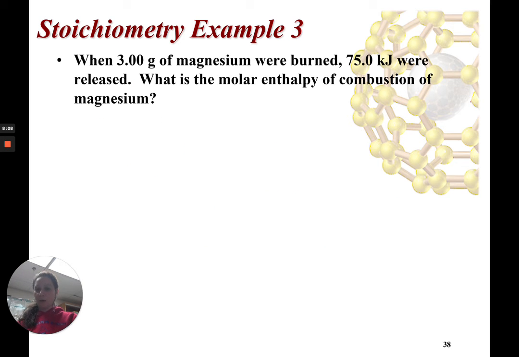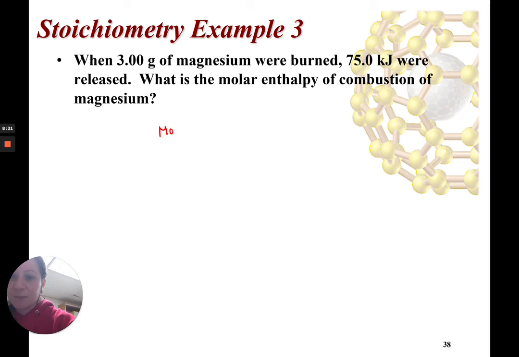Let's try one more problem. It says when 3 grams of magnesium were burned, 75 kilojoules were released. What is the molar enthalpy of combustion of magnesium? So the first thought that I have here is I am given some information about a chemical reaction, but I'm not given the chemical equation. So I'm going to start by writing my chemical equation and balancing it.